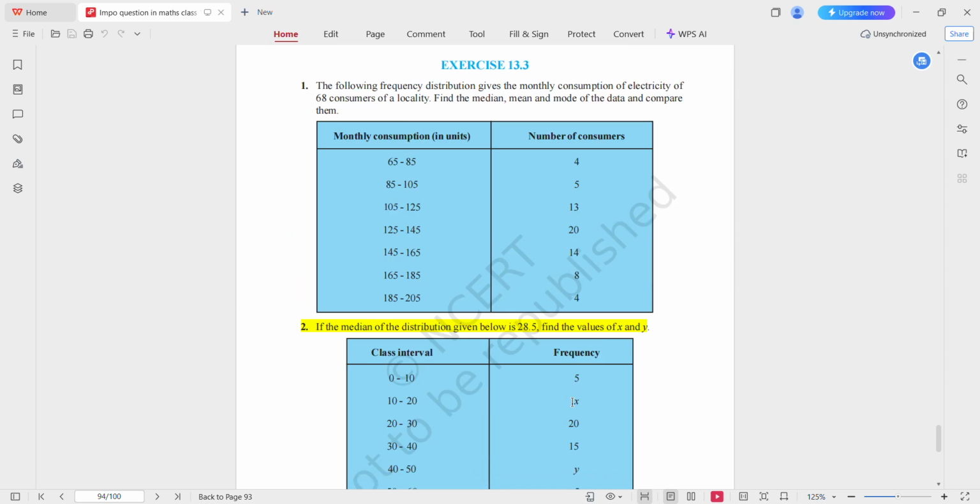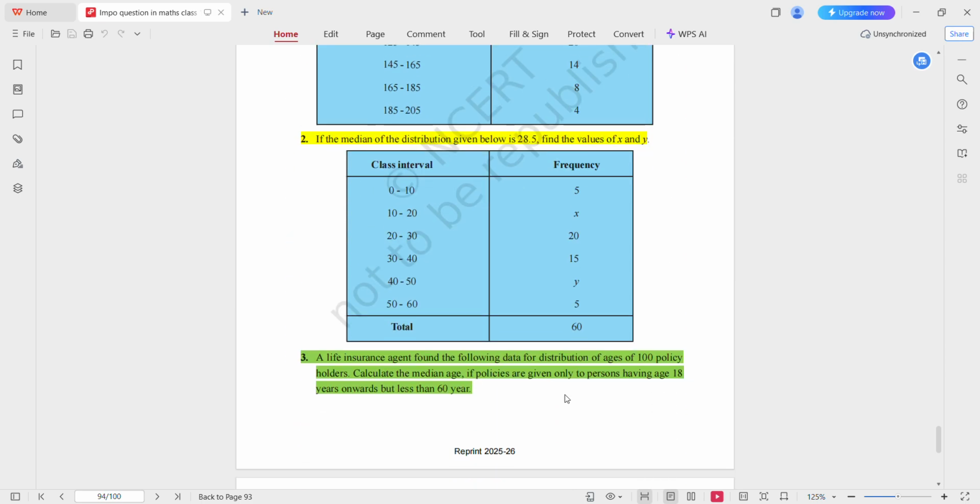In 13.3, second question is very much important. Here also you can see x and y they given in the frequency. For median, they definitely give this total frequency, then only we can find it.